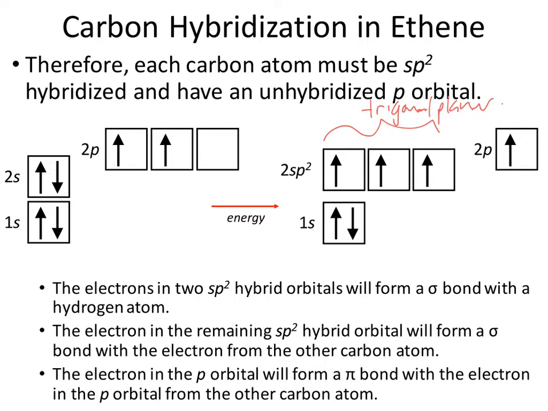So one of these will be bonding to the carbon. One of these and one of these is going to be bonding to the hydrogen, because we have the two hydrogens coming off of that carbon, and then this one is going to be involved in the double bond with the other carbon.